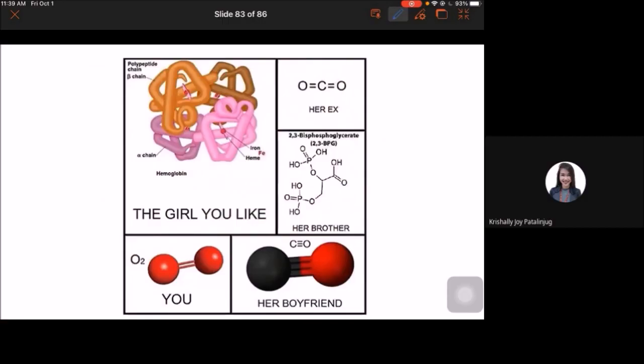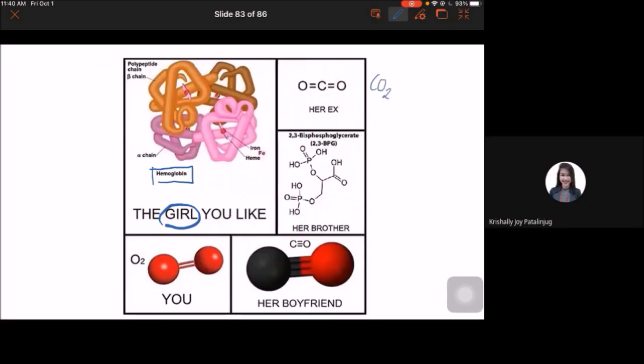So, for example, you have a crush. Your crush is hemoglobin. The girl that you like, for example, is the hemoglobin. Or the other way around. The hemoglobin, imagine it as your crush or someone that you like, the girl or boy that you like. And then, the ex of your crush is the carbon dioxide.